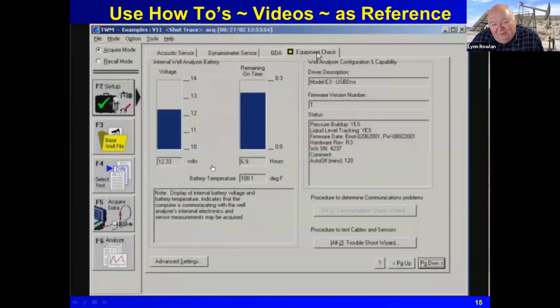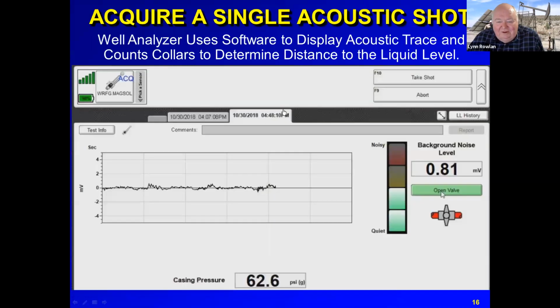And we're checking the equipment, make sure we're communicating. This shows the battery voltage, and as long as the battery voltage is above 10 volts, then we can acquire data with the gas gun and the well analyzer.